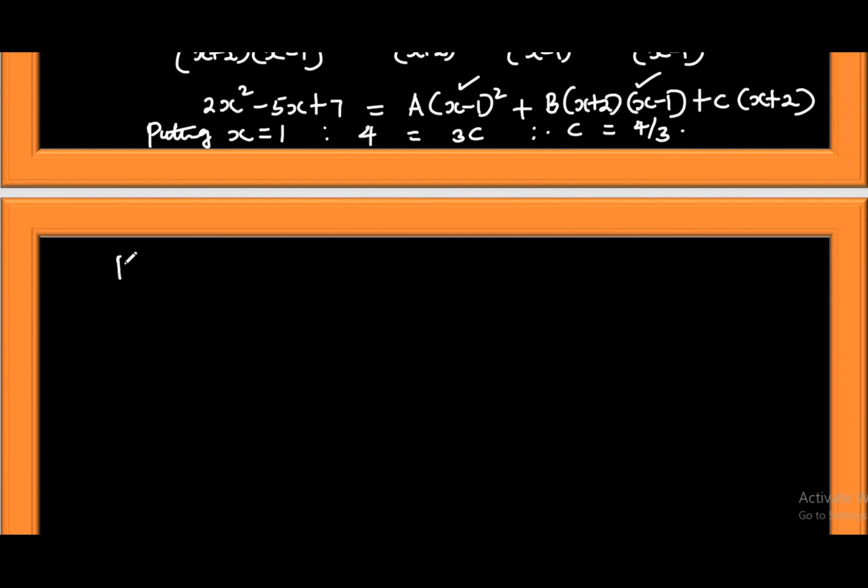We can now go on and put x equals to -2. How did I get it? I equated x plus 2 as a factor to 0. And that means on the left-hand side, when you put -2, you're going to come up with 25. On the right-hand side, you're going to come up with 9a. And that means the value of a becomes 25 out of 9.